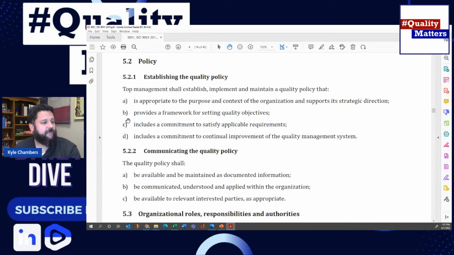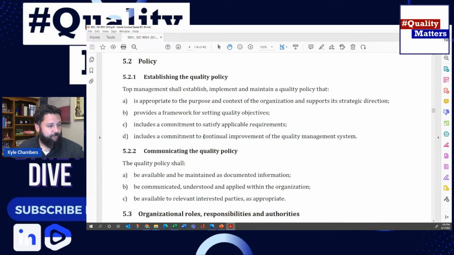Objectives are very, very, very key. Include a commitment to satisfy applicable requirements. You can kind of give lip service to that one sometimes. And include a commitment to continual improvement. This last one oftentimes is lip service and really ought not be.